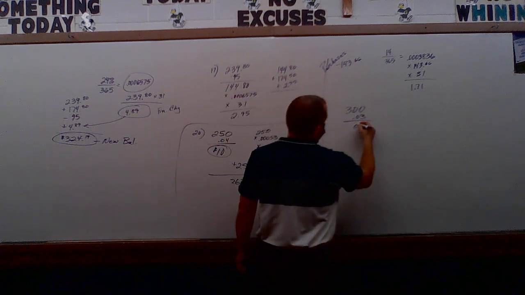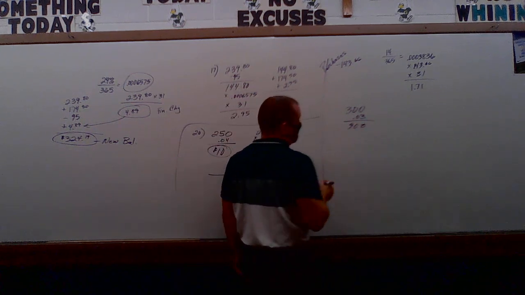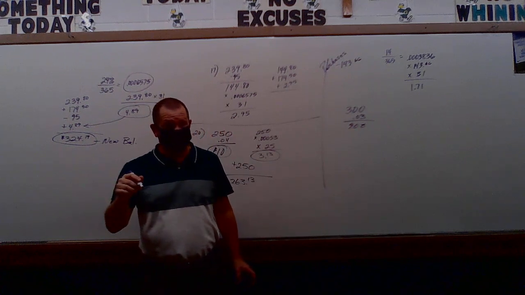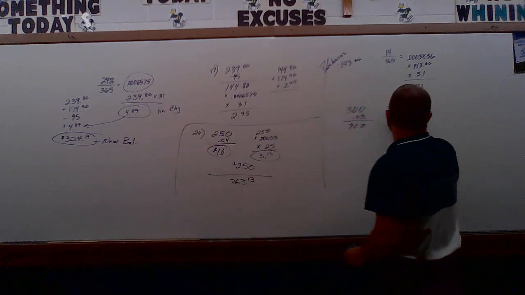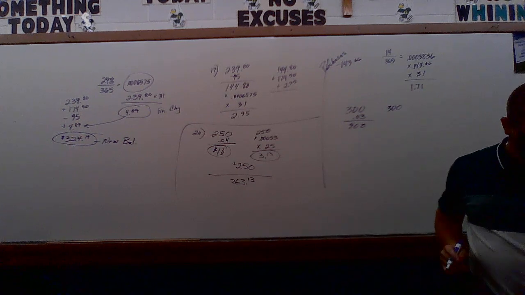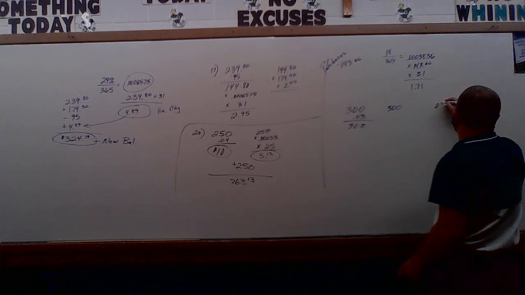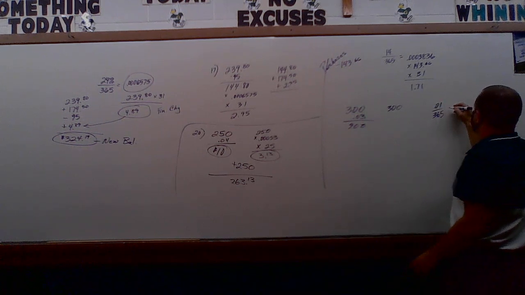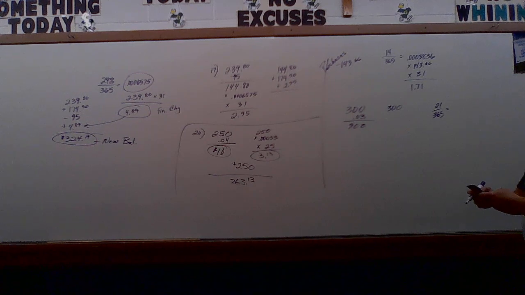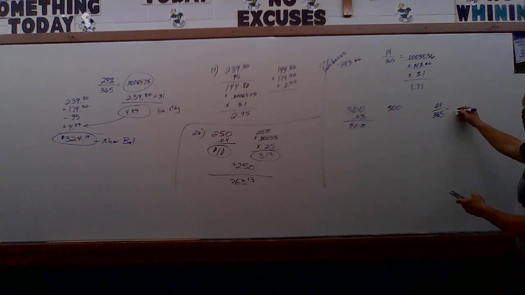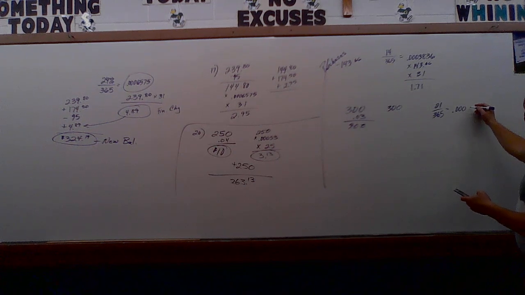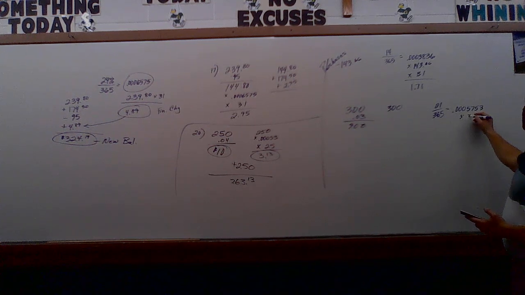So I get $9 for my cash advance fee. Then I'm going to take 300 times, but I have to figure out my percentage. Now we're at 21% divided by 365. So 21 divided by 365 divided by 100 gets me 0.000575. I take this times 300 times 31 days again.